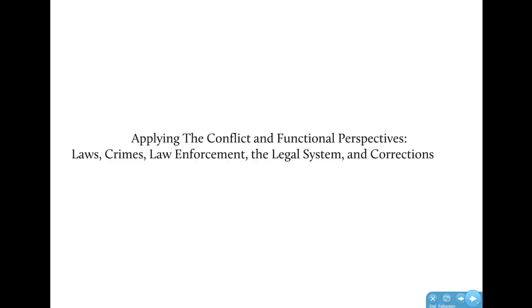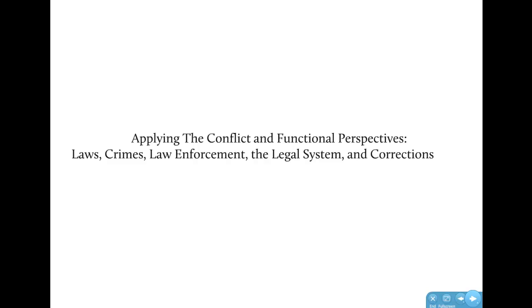Today we're going to be applying the conflict and functional perspectives to more or less crime: crime, laws, law enforcement, the correction system. This week we're going to start with the conflict approach.